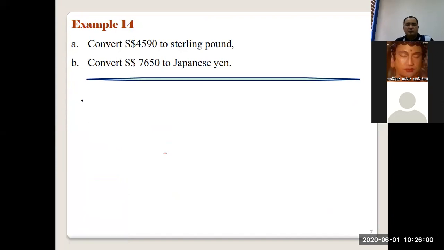Change the marker color. So convert 4,590 Singaporean dollars to sterling pounds. Okay. And the second question is convert 7,650 Singaporean dollars to Japanese yen. All right. To answer these questions again, what does it mean? It means that you have Singaporean dollar, right? You're going to the bank and you are going to buy sterling pounds, right? So you are buying sterling pound from the bank.